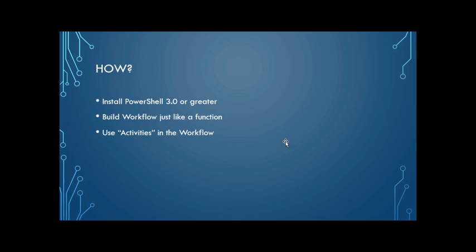How do you get it? You need PowerShell 3.0 or better, right? I always say 4. It's out, it's good, there's nothing wrong with it. You can install it on practically everything. I even have it on this Windows 7 box. You build a workflow just like you build a PowerShell function. And if you don't know how to build a PowerShell function, don't worry, I'll show you in a second. It's super easy. And then you use the activities in the workflow. Okay? And I'll demonstrate that.